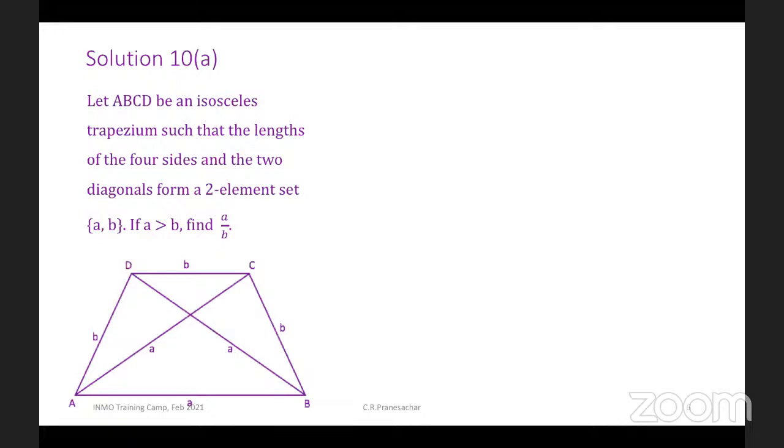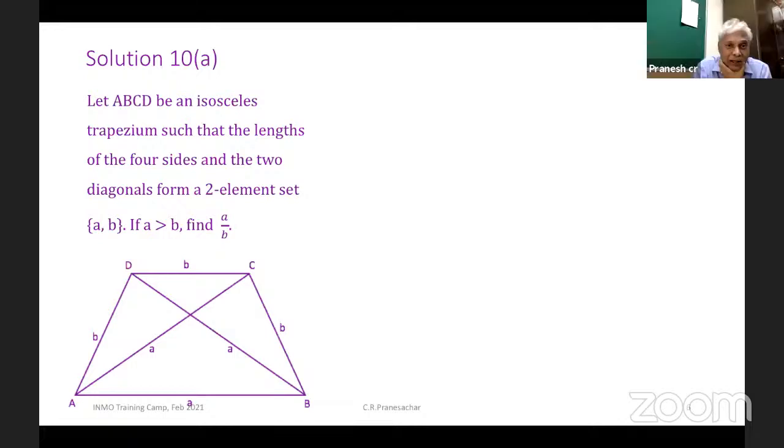Is it the golden ratio, 1 plus root 5 over 2? 1 plus root 5 over 2 seems to be correct. Okay. 1 plus root 5 over 2 is in fact correct.